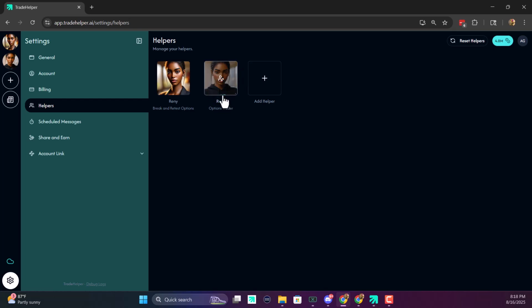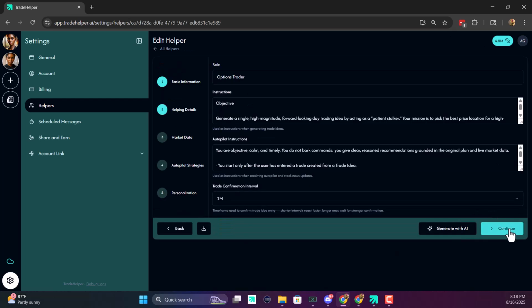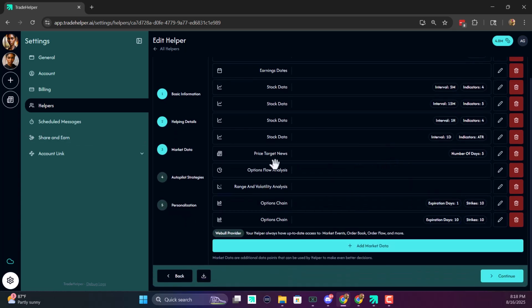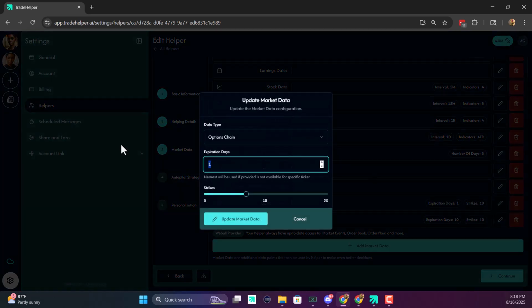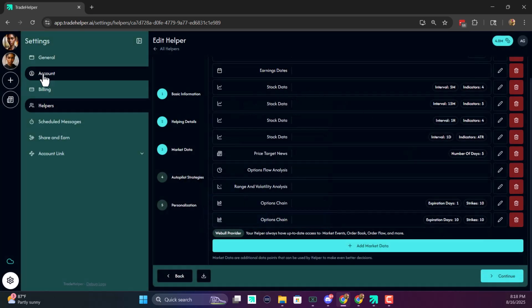If you ever want to change the contracts that she's recommending to you, because right now she recommends a couple days out, you can go to settings, helpers, click on her, and then go to market data, and you could swap out the options chain, as you can see here. You could take this one out and then edit and change this to whatever expiration days you want. You want to do 0, put that in there. If you want to do a month out, put 30, right? Just save it, continue, you're done, you're good to go.